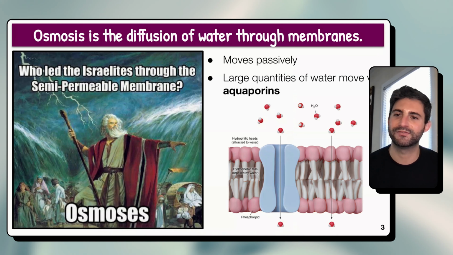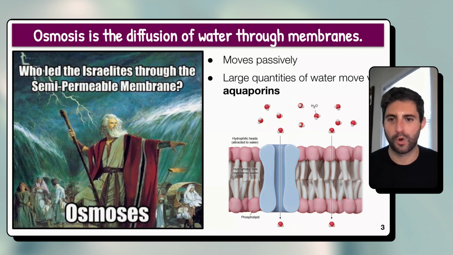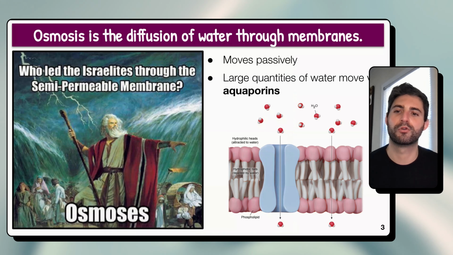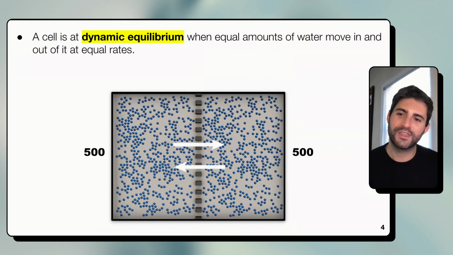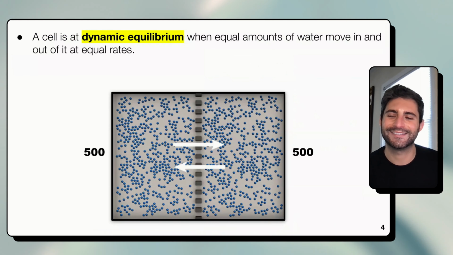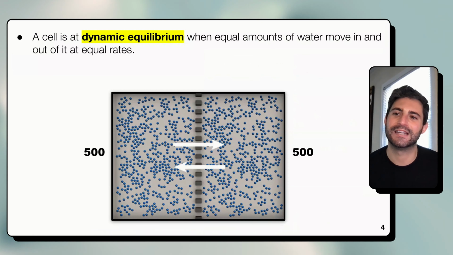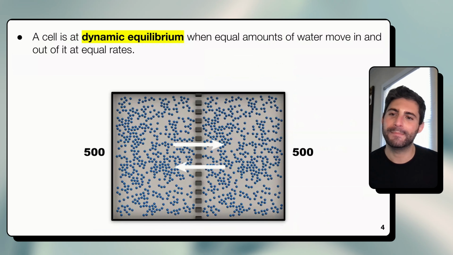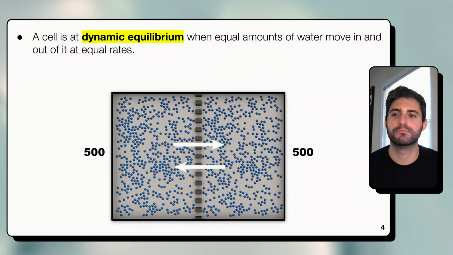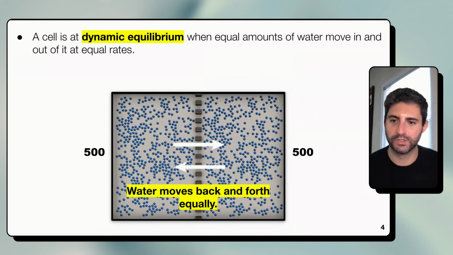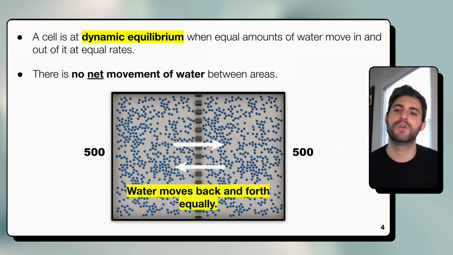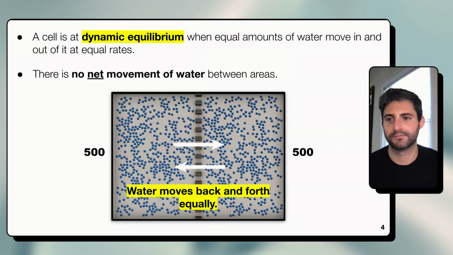Most water moves passively through a membrane, but we can have large quantities of water move through a membrane through proteins called aquaporins. When we think about water moving through a membrane, the cell has to maintain dynamic equilibrium. And that means there are equal amounts of water moving into and out of the cell at any point in time. Water will move back and forth equally between the two sides of a membrane, so that there is no net movement of water between the two areas.